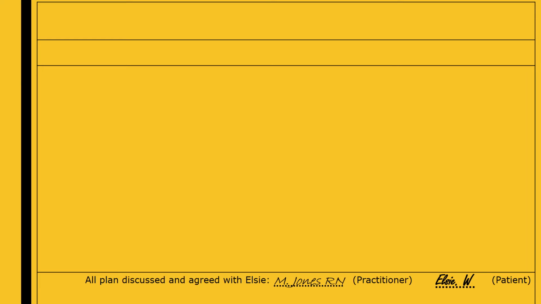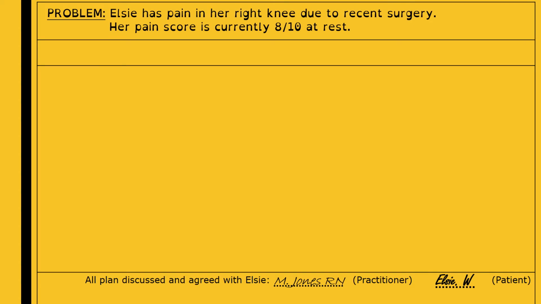Let's have a re-look at Elsie's plan. Problem. Elsie has pain in her right knee due to recent surgery. Her pain score is currently 8 out of 10 at rest. So it's specific. We have located the pain and the pain level.